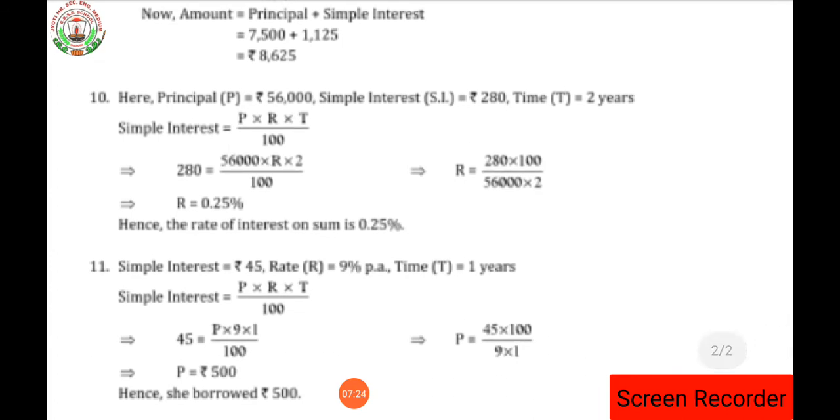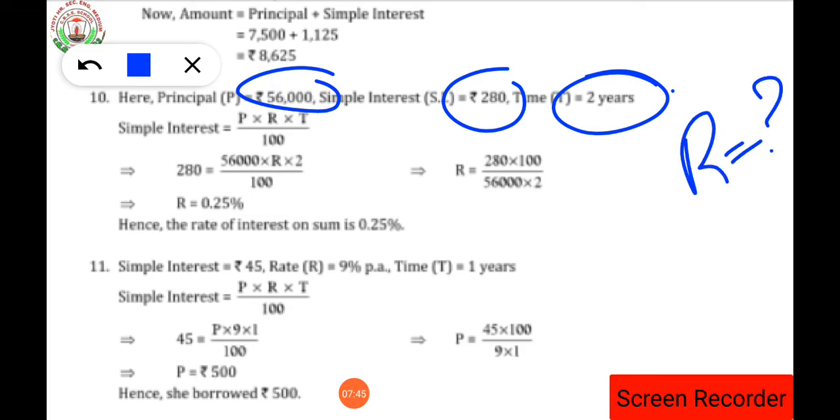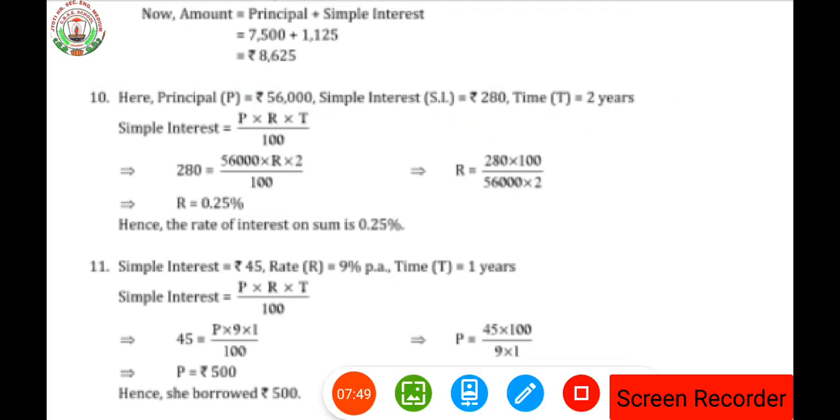So what is the principal given over here? Principal is given as rupees 56,000. Simple interest is given as rupees 2080 and time is given as 2 years. What do we have to find here? We have to find the rate over here. So let us consider the rate as R. We have to substitute the values, isn't it?